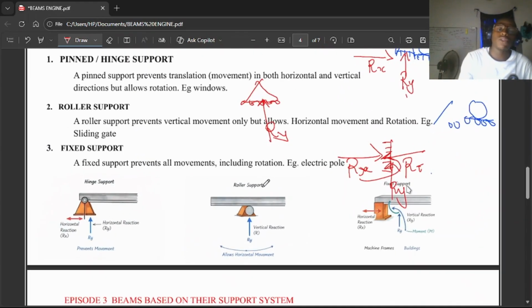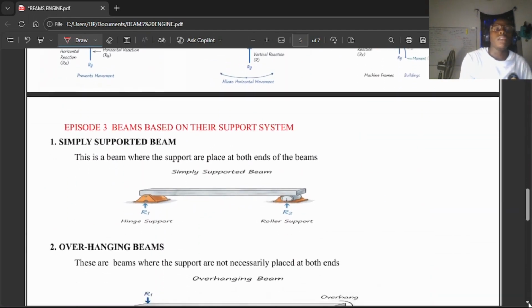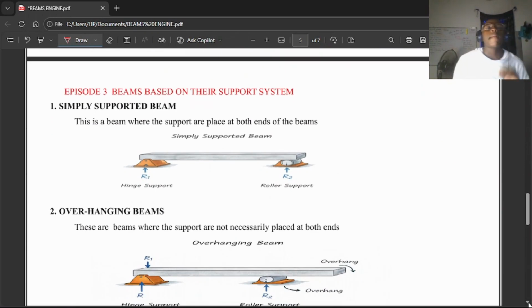Now, what's the next thing we need to consider as this course goes on? Episode 3. And what's episode 3? Episode 3 simply tells you about beams based on their support system. So basically, our interest here is to know the support for a particular beam. For you to recognize a particular beam, you need to know the support system that you are seeing on that beam. Am I communicating?